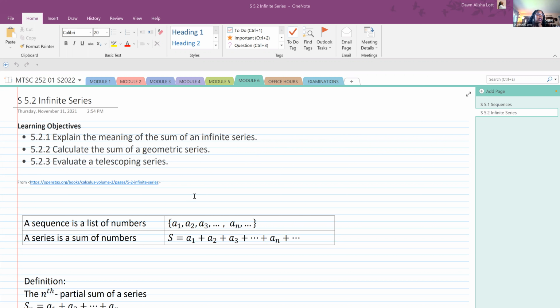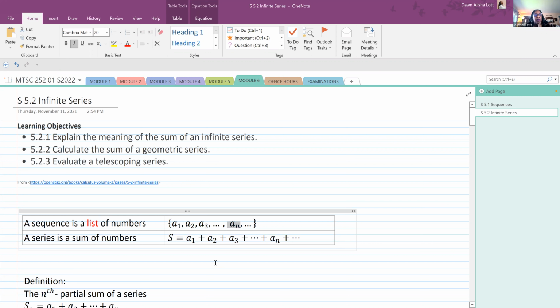Okay, so last time I made a big deal when I said a sequence is a list of numbers, and I meant that it is a list. When you make a list and you go to the grocery store, or you make a list of tasks, or a list of items, they are generally separated by a comma. So that's what we mean by a list. These are separated by a comma.